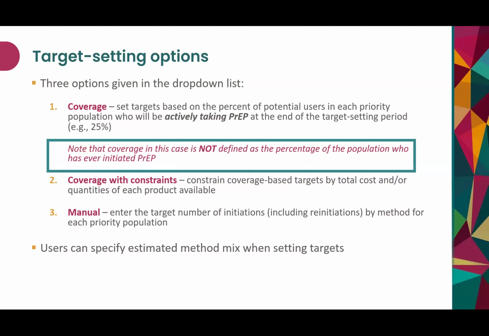You can also use coverage but add in constraints. So maybe you want to achieve 80% for a particular population, but you know that you're constrained based on your total costs or the quantity of PrEP product that you have available. So you can add in those constraints and then see what targets are feasible. Additionally, if you've estimated your targets in another mechanism, but you want to link to the other modules, you can enter in your targets in terms of the initiations, and it will then look at the costs, the impact, and help you with commodities forecasting. And as with the other tool, you can specify your method mix when setting targets, especially if you're making a change and shifting to different methods over time. It allows for that.